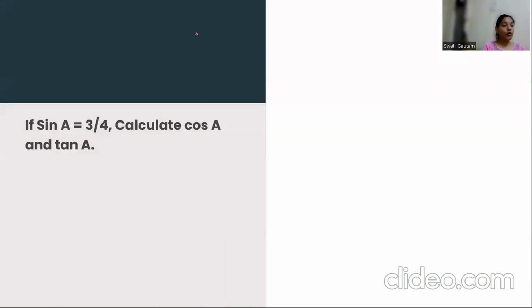Oh, that's a good question. Easy also, but good also. And one mistake everybody is doing in this question, please understand. Sine A is given, which is 3 over 4. And what is the function? Sine A, which is equal to perpendicular by hypotenuse.